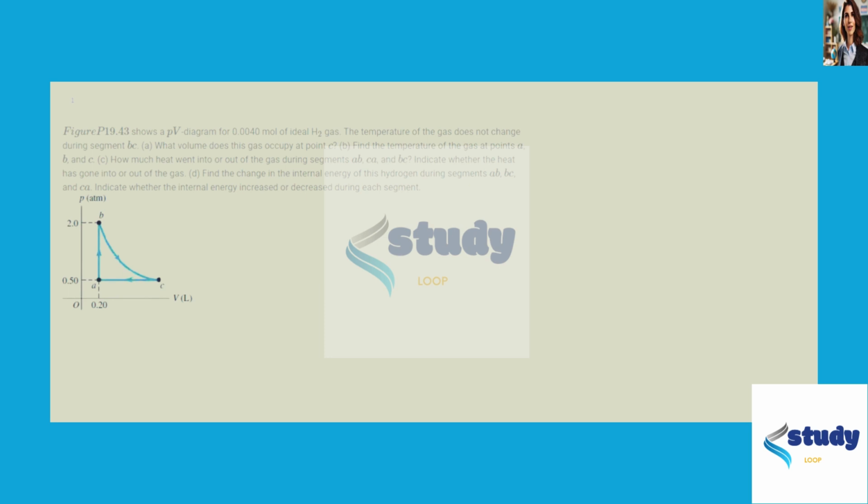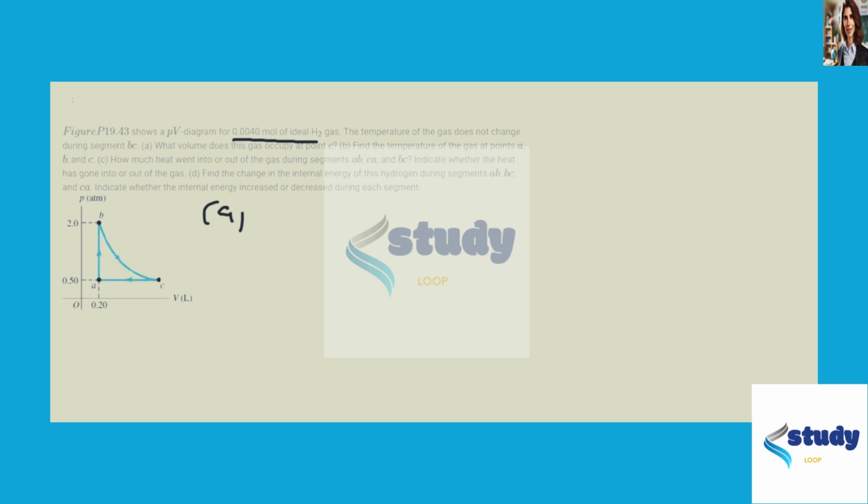So for this problem, we have this hydrogen gas, and remember that hydrogen is a diatomic gas. We have three processes: AB, BC, and CA. In process AB, the volume is constant. In process BC, the temperature is constant, and in CA, the pressure is constant. Part A is asking: what is the volume at point C?